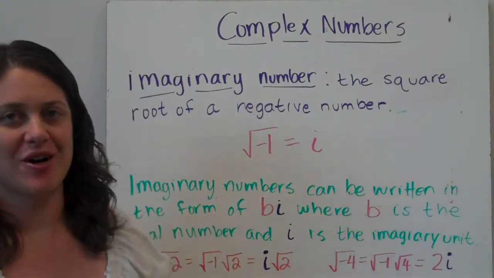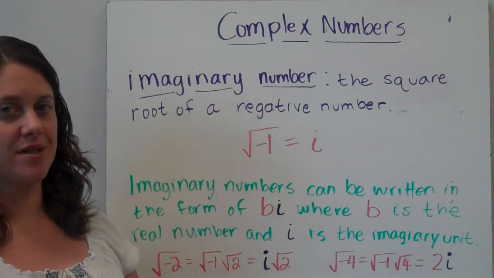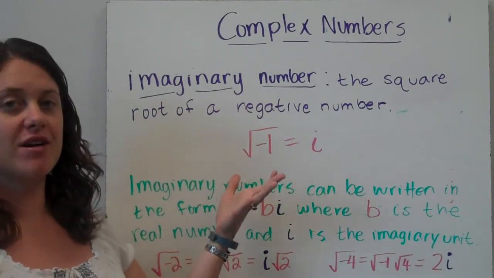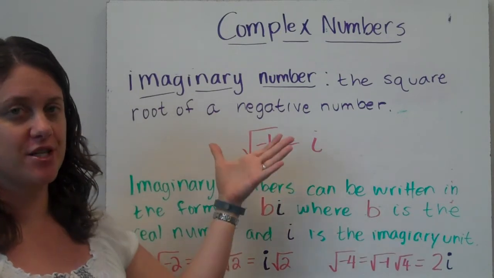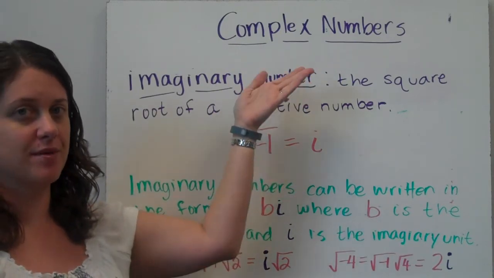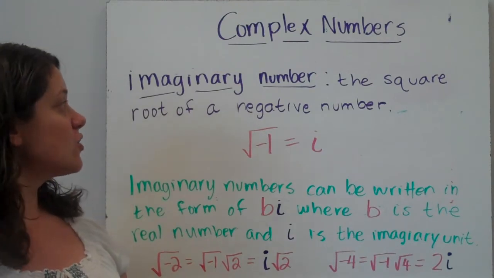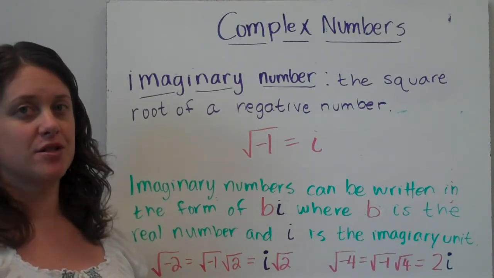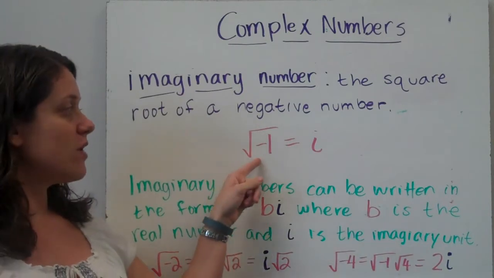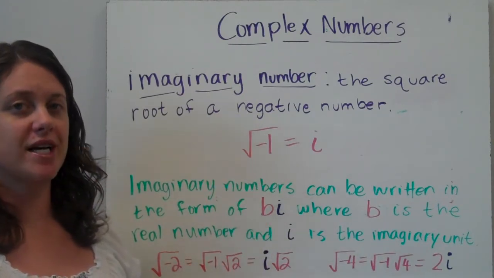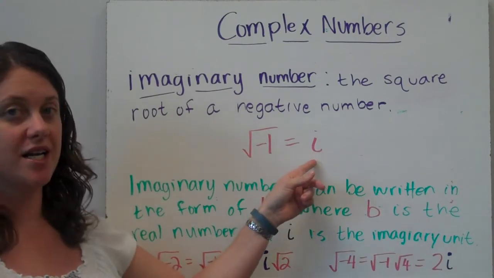Complex numbers. All right, so in order to understand complex numbers, the first thing we need to understand is imaginary numbers. And later on in the lesson, you'll understand how imaginary numbers are part of complex numbers. But let's start with the basics. So an imaginary number is the square root of a negative number. So for example, the square root of -1 is i. So anytime you have a square root of a negative number, you're going to end up with an i.